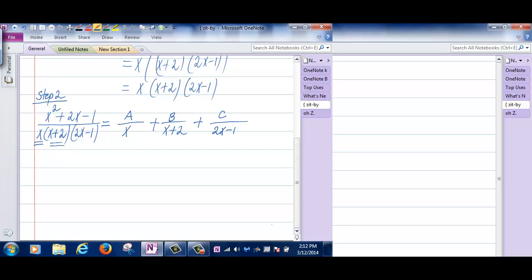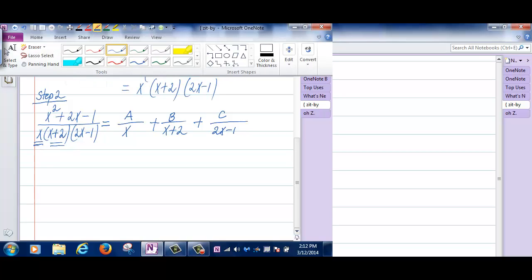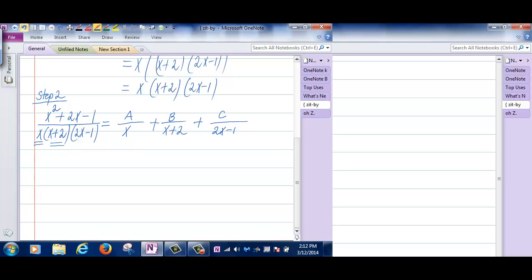The idea is that first of all, you have to multiply both sides by the denominator on the left. So if I multiply both sides by this denominator, can someone tell me what I should be getting? On the left, what am I left with? Yeah, x squared plus 2x minus 1.